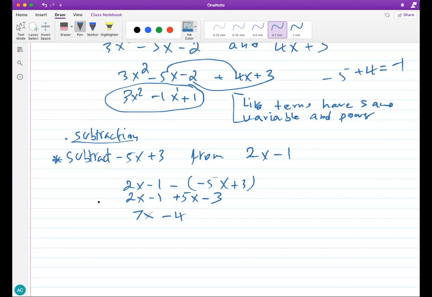Okay, so remember, it's very important that you get the order right. Subtract this from this. Do not put this one first. This has to be first. If you reverse the order, you get different results. So make sure you keep the same order here.